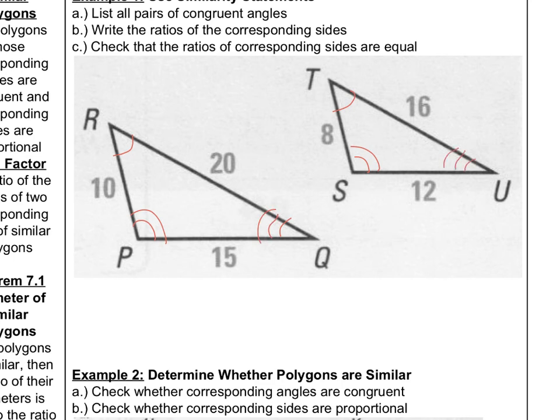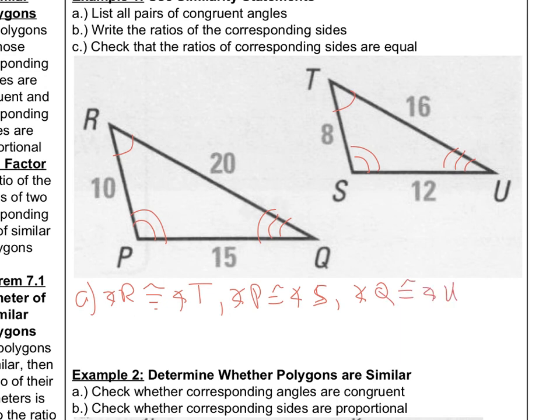Then you could write your answer out and say, okay, for A, it's angle R is congruent with angle T, angle P is congruent with angle S, and then angle Q is congruent with angle U.